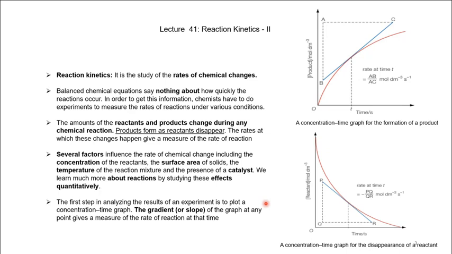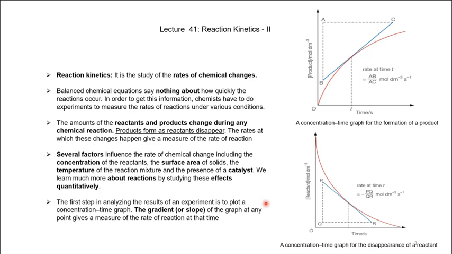Therefore, we have to look at how the amount of reactants and products change during any chemical reaction. That is what the rate of reaction is: products form as reactants disappear. That means when the reactant disappears, we see that products are forming. The rate at which these changes happen gives a measure of the rate of reaction.